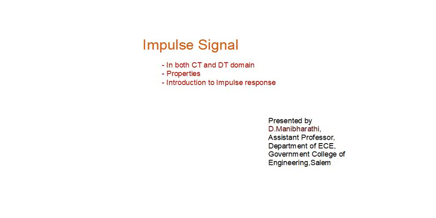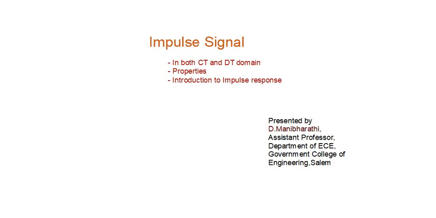In this video, we are going to see about the impulse signal, in both the continuous time domain and the discrete time domain. That is, continuous time is CT, and discrete time is represented as DT. We'll see the properties of the impulse signal in both the domains, and we will be giving an introduction to the impulse response. It's very important. Using the impulse response only, we can do the convolution operation. Okay, we'll give an introduction. In the next video, we'll be seeing the details of how to do the convolution operation.